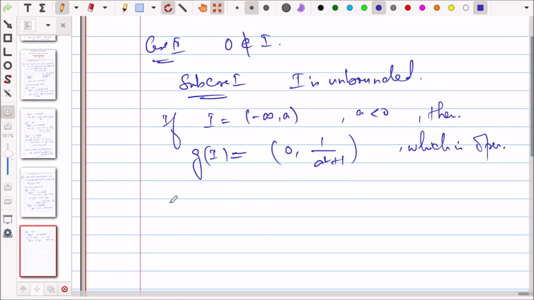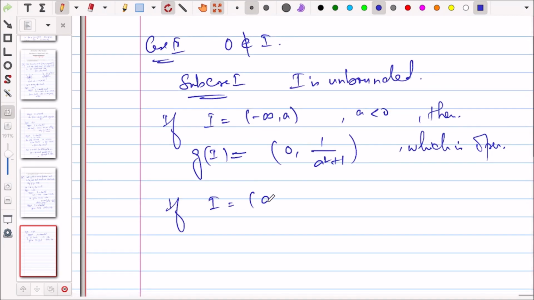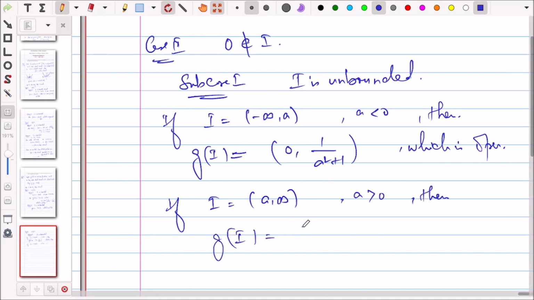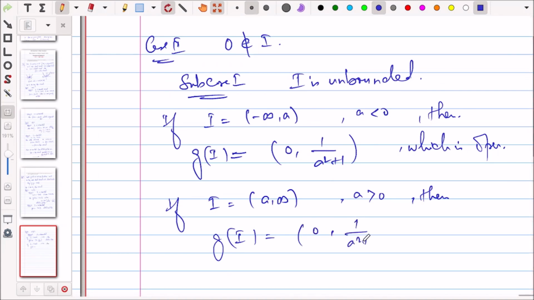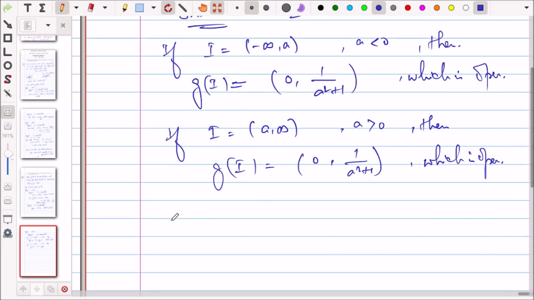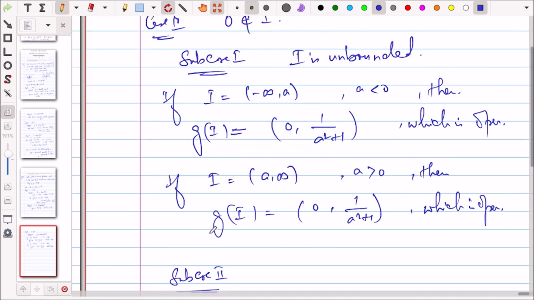Again, if I is equal to a to infinity, where a is greater than 0, then g of I will again take values from 0 to 1 by a square plus 1, which is open. So if I is unbounded, then the interval we get is open.